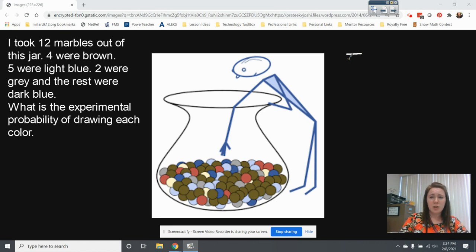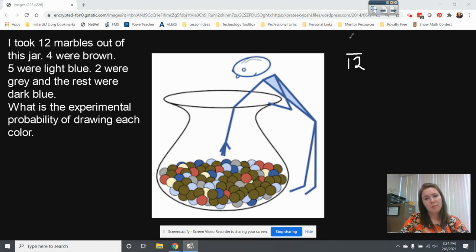So, the total number of times I drew a marble out of the jar goes to the bottom. So the total number of experiments I did, right? Taking a marble out of the jar would be one experiment or one event. Okay, one thing happened, I drew it out of the jar. Okay, and I did it 12 times. Now I should mention that what's happening here is I'm taking a marble out of the jar and putting it back in. So it could potentially get drawn again. So there are a total of 12 times that I drew marbles out of the jar.